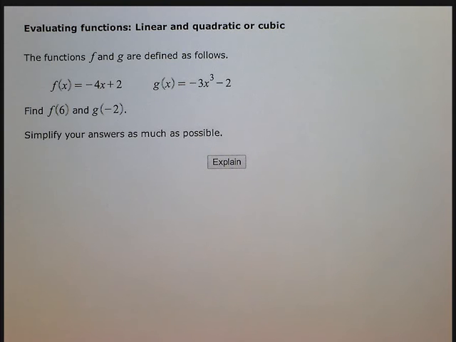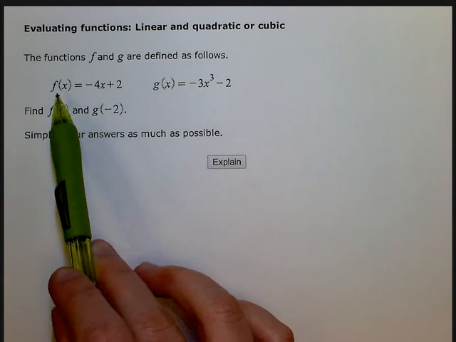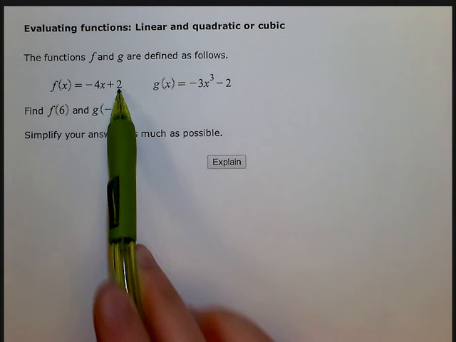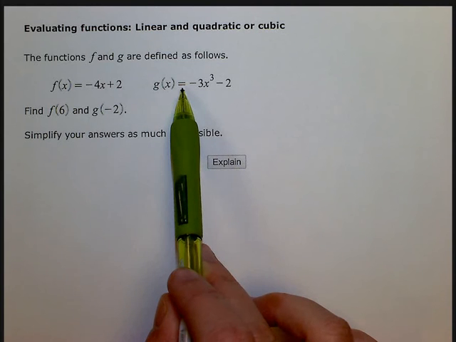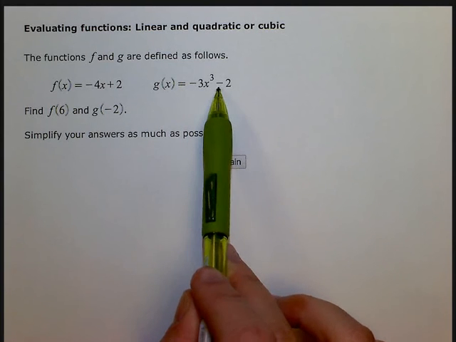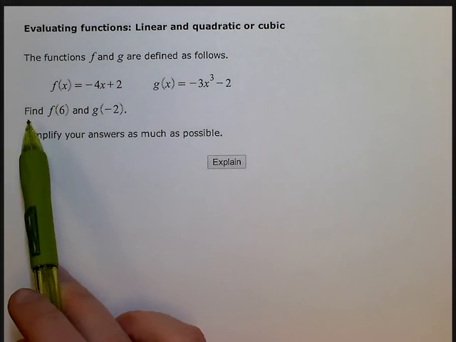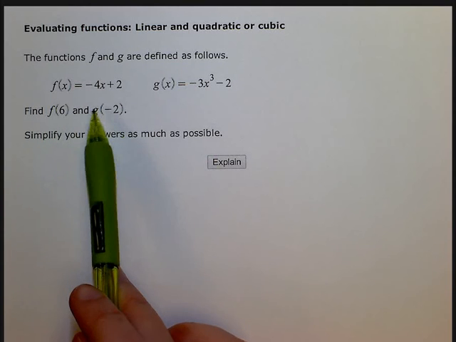Evaluating functions, linear and quadratic or cubic. The functions f and g are defined as follows. F of x equals negative 4x plus 2, and g of x equals negative 3x cubed minus 2. They want us to find f of 6 and g of negative 2.